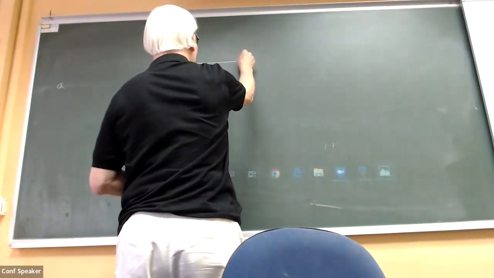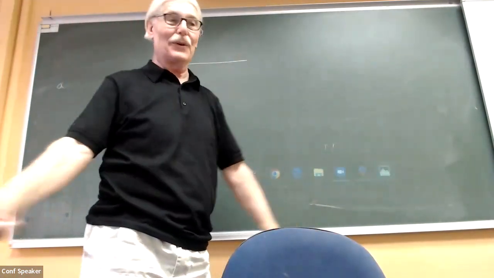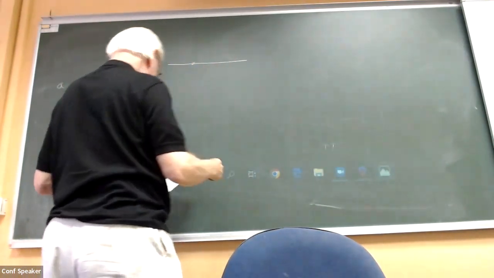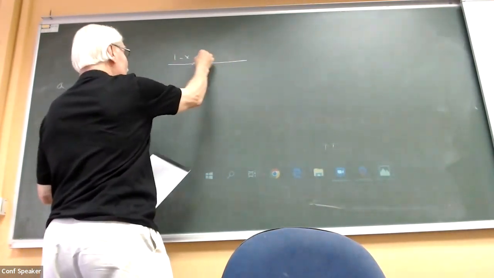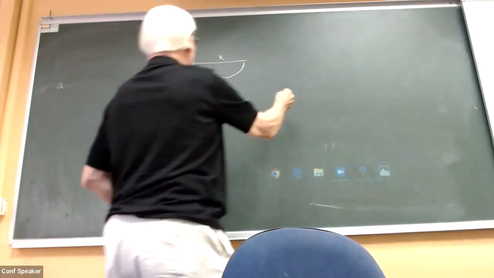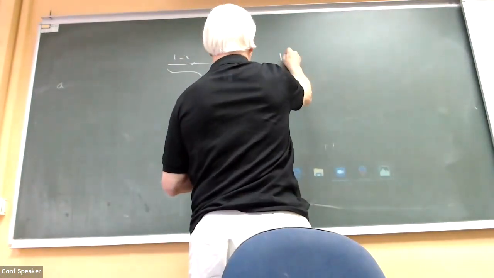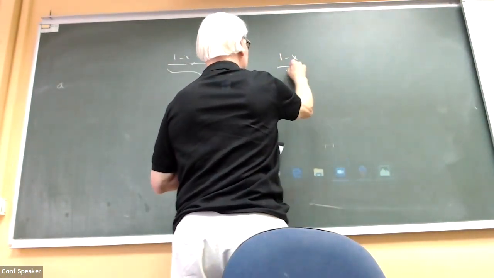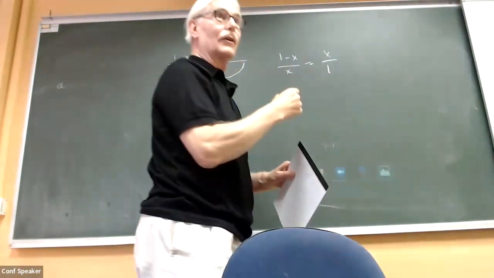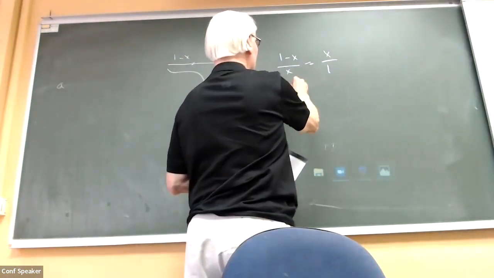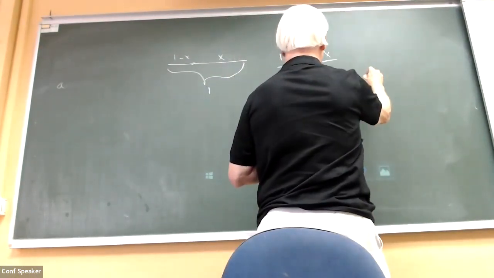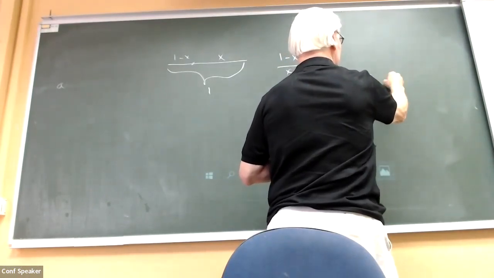Bruce Bowman from University of Delaware. Thank you. So if you look at this line and you say this is 1 minus x and this is x, and this is 1, then (1 minus x) over x equals x over 1. Is that right? And so you get 1 minus x equals x squared, which goes to x squared plus x equals 1.